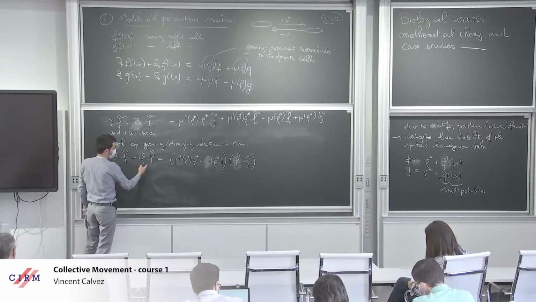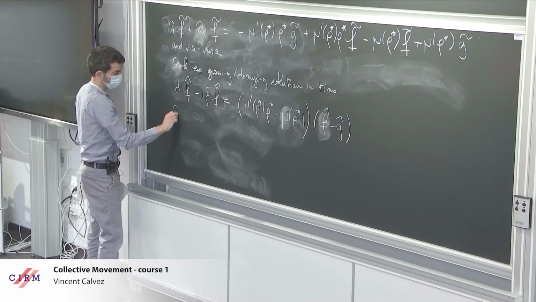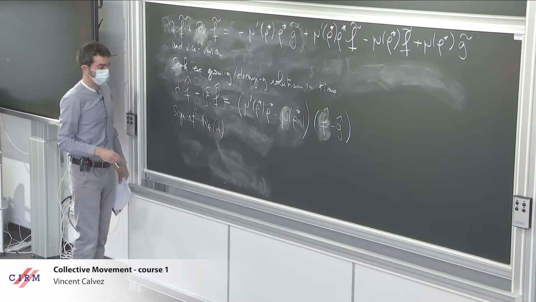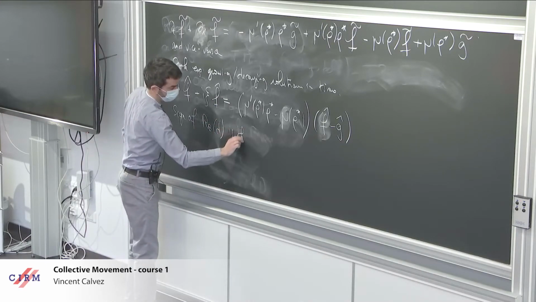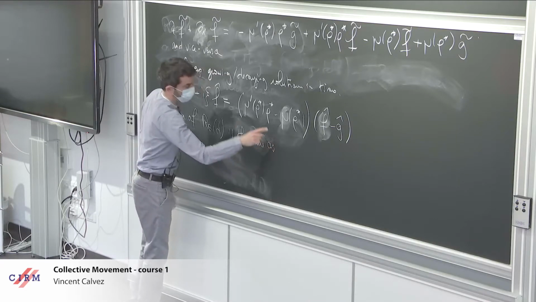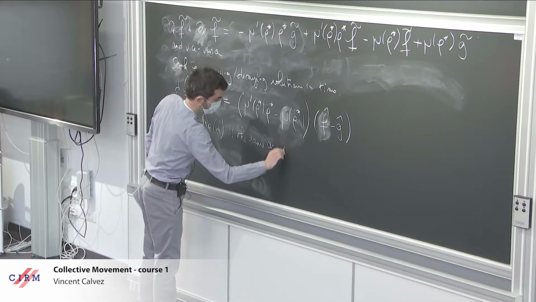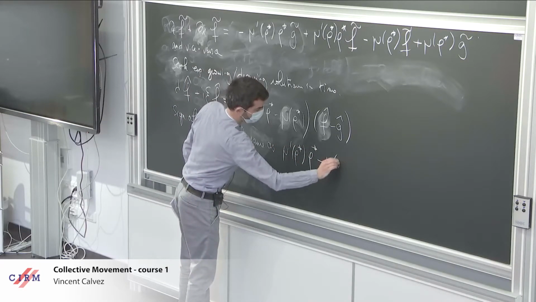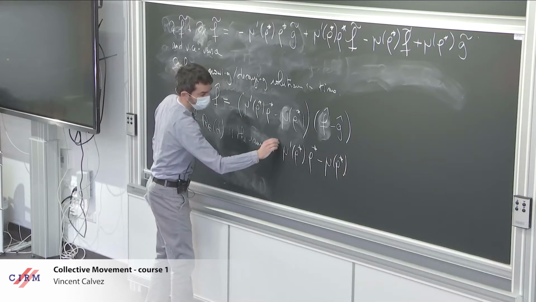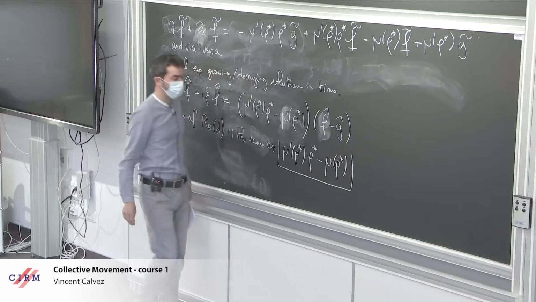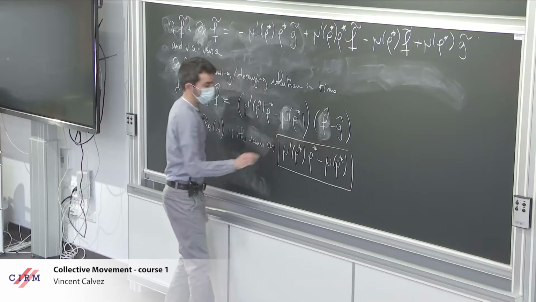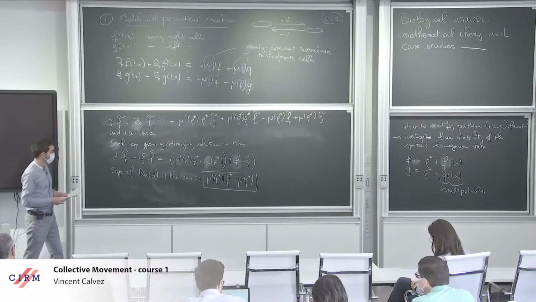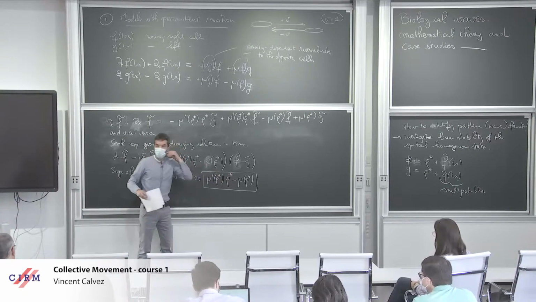Now, if you look at the sign of the real part of the eigenvalue, it is the same as the sign of this quantity, mu prime of rho star times rho star minus mu of rho star. So this is a key quantity that will determine whether the homogeneous state is linearly unstable or not. It will be unstable if this quantity is positive.